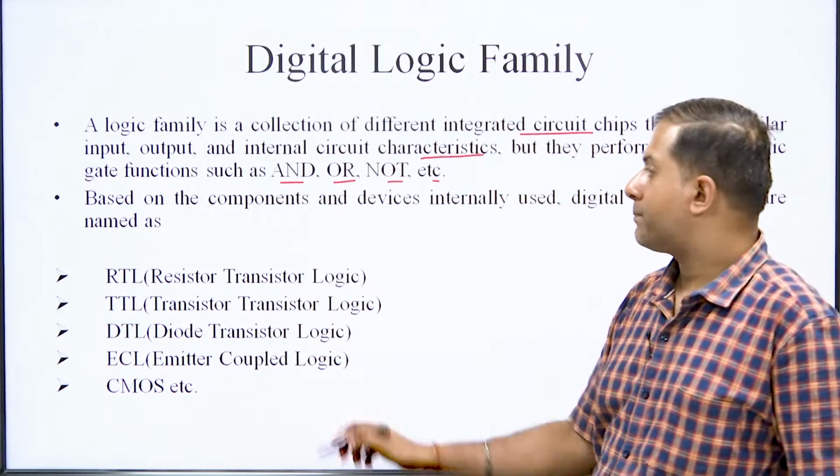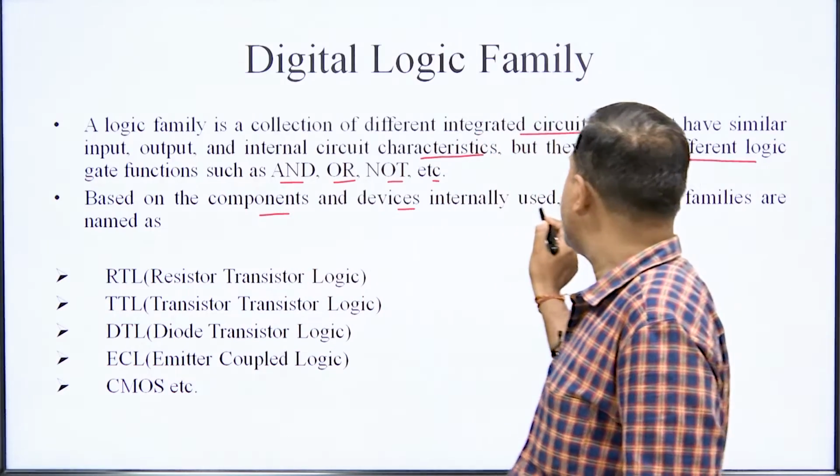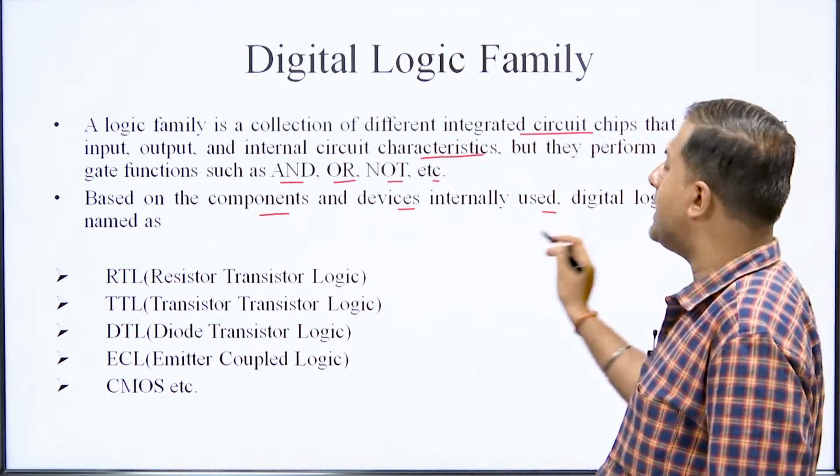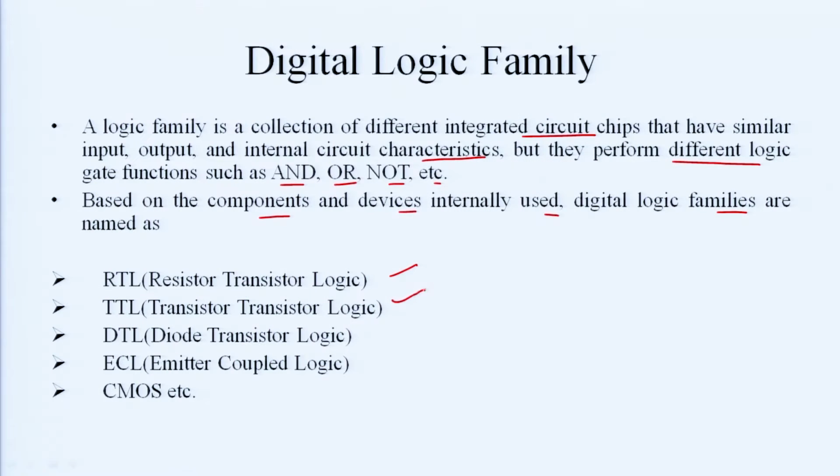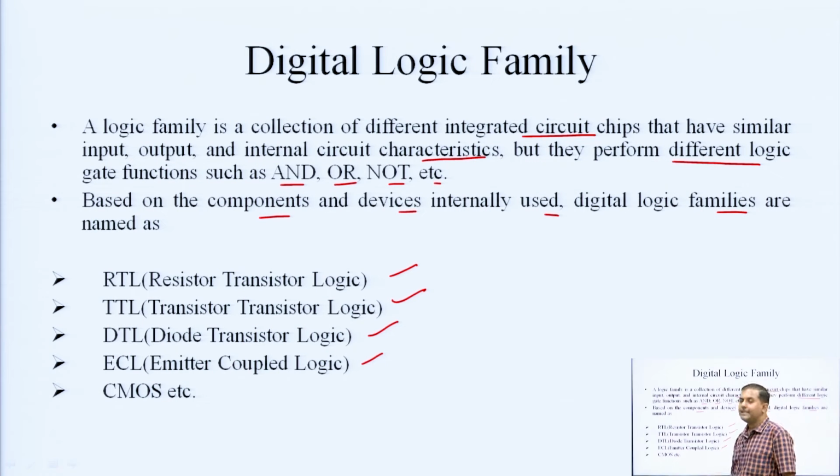Based on the components and devices used internally, digital logic families are named RTL, TTL, DTL, ECL and CMOS. What are the full forms? RTL stands for resistor transistor logic, TTL for transistor transistor logic, DTL for diode transistor logic, ECL for emitter coupled logic and CMOS for complementary MOS. We will discuss each logic family in the upcoming video lectures. In this lecture we will discuss the characteristics of digital logic families in detail.